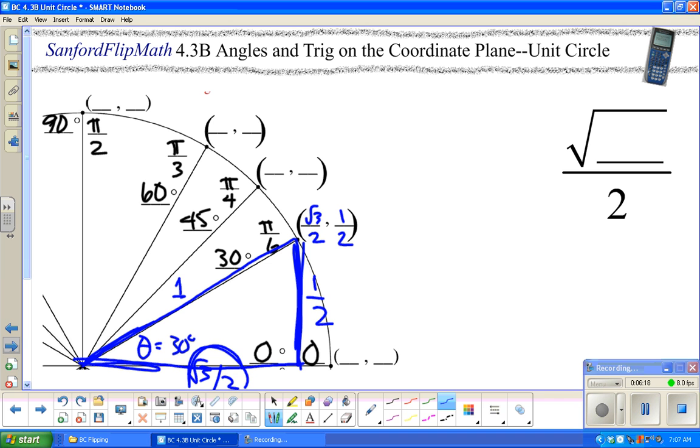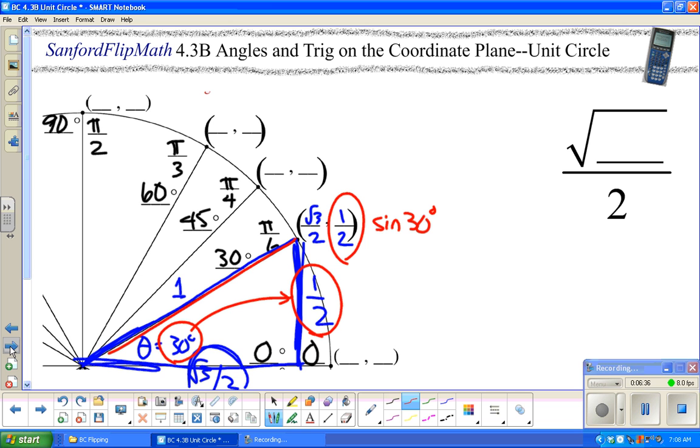Now, the other thing I need you to see here, and this is hugely important, is that since this 1/2 is opposite the 30, and since this 1 is the hypotenuse of this triangle, this ends up being the sine of 30.